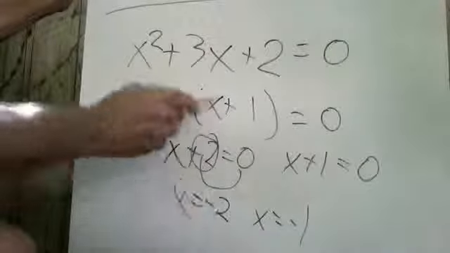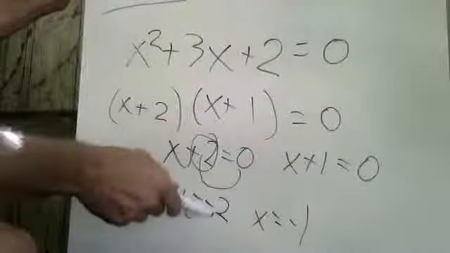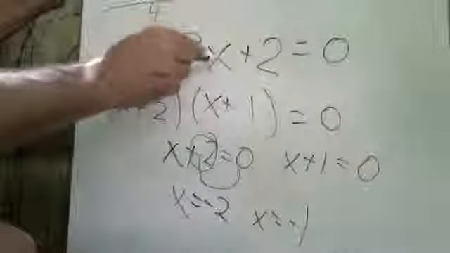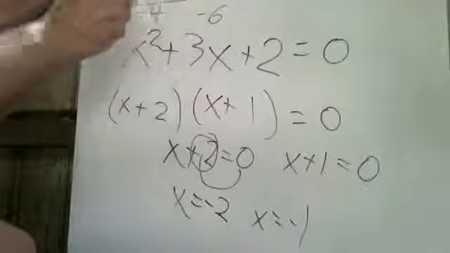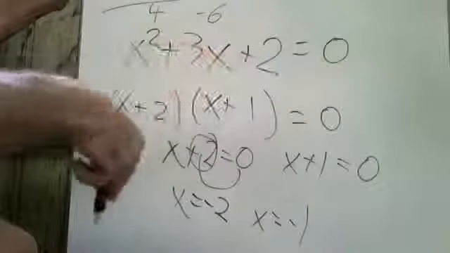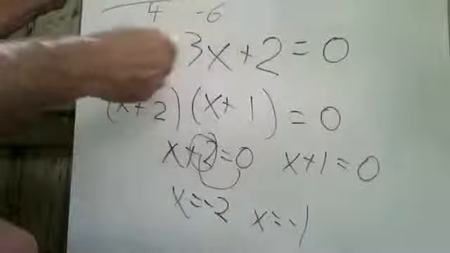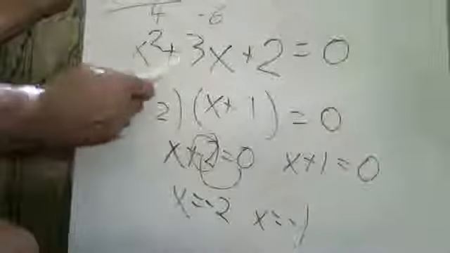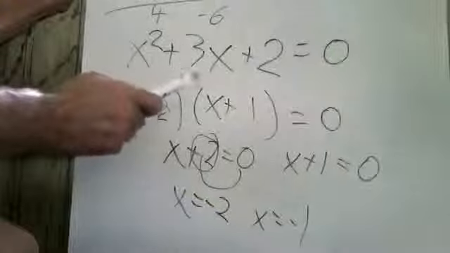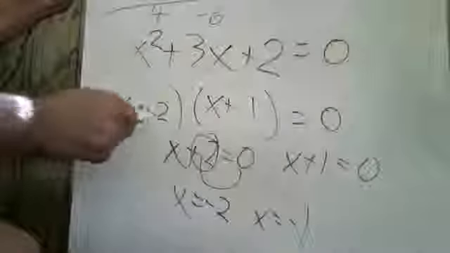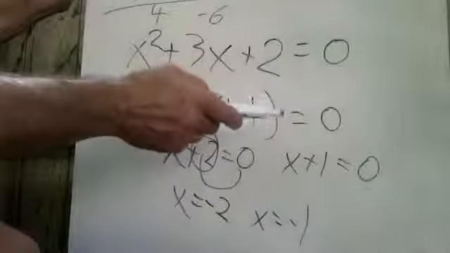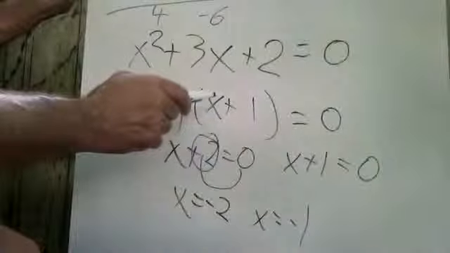And if you don't believe it, why don't you just plug those in? Negative 2 squared is 4. 3 times negative 2 is negative 6. So does 4 minus 6 plus 2 really equal 0? Yes, it does. Try the negative 1 in there, same thing. So that's how the zero product property works. They're going to give you a trinomial, you're going to factor it, you're going to set both of those individual broken up binomials equal to 0, and you're going to solve them.